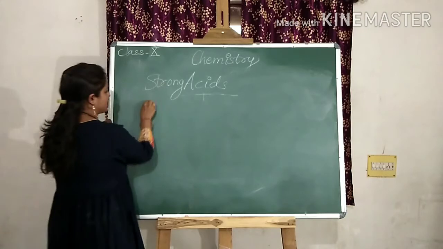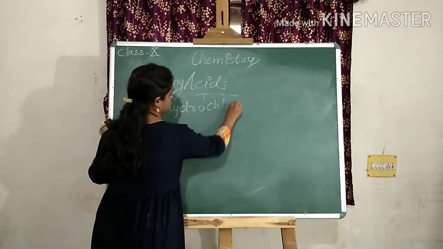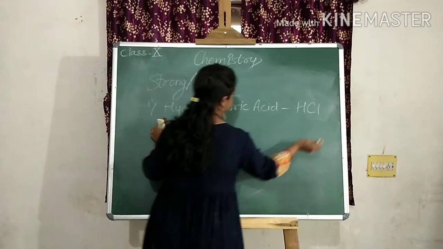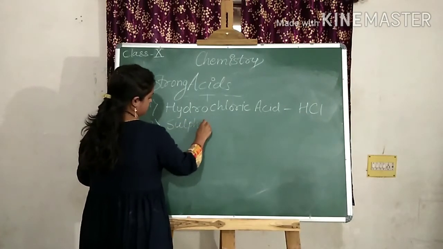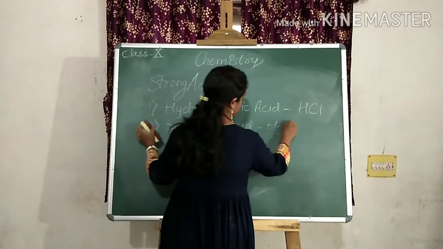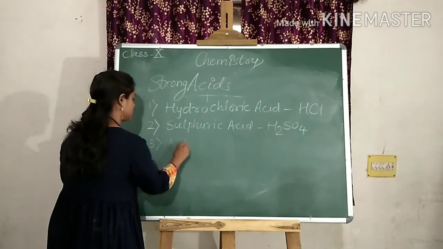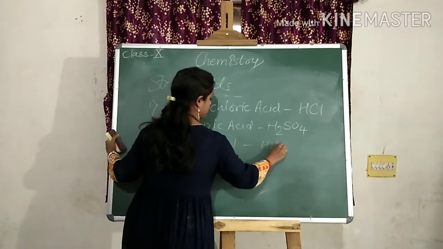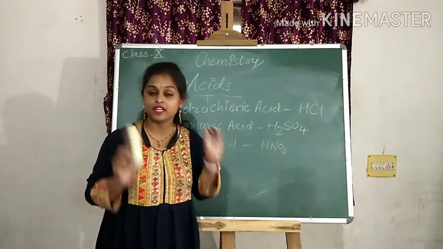देयर आर 3 स्ट्रॉन्ग एसिड्स, दैट इज हाइड्रोक्लोरिक एसिड, HCl. Second, sulfuric acid, H2SO4. And third is nitric acid, HNO3. These are very strong acids.